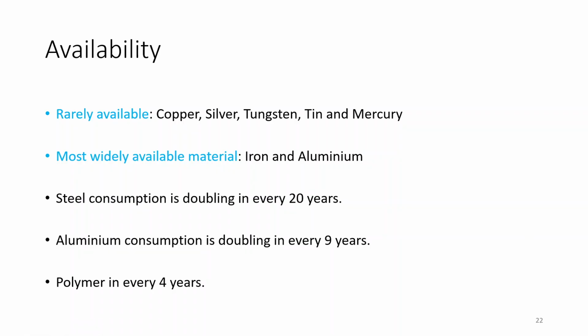Next is availability. Some materials are rarely available. Among these you have copper, silver, tungsten, tin and mercury. And among the most widely available materials you have iron and aluminum. Steel consumption is doubling every 20 years. Aluminum consumption is doubling every 9 years. Polymer is every 6 years.